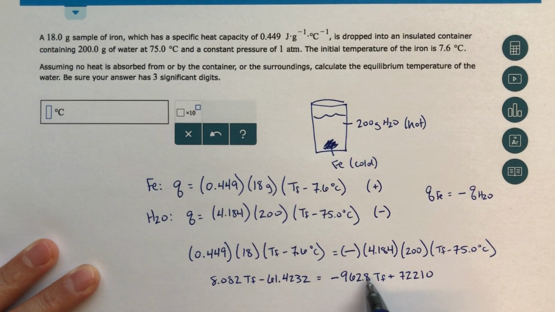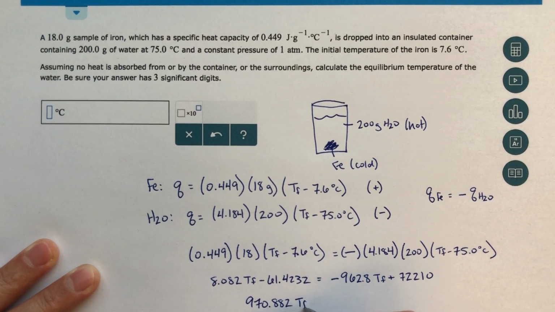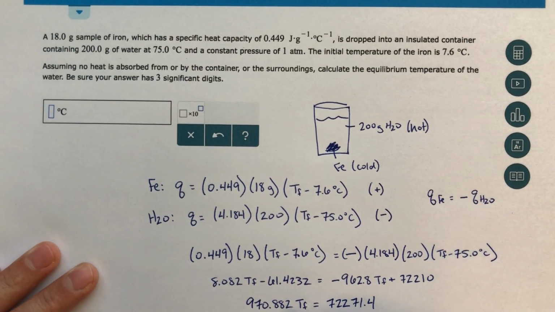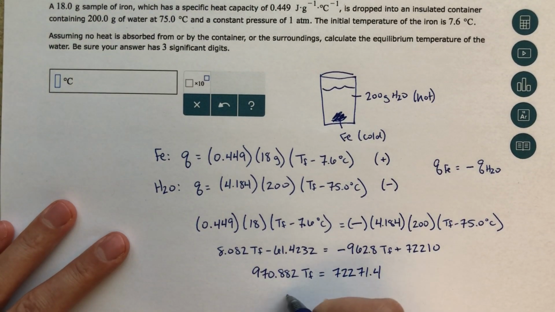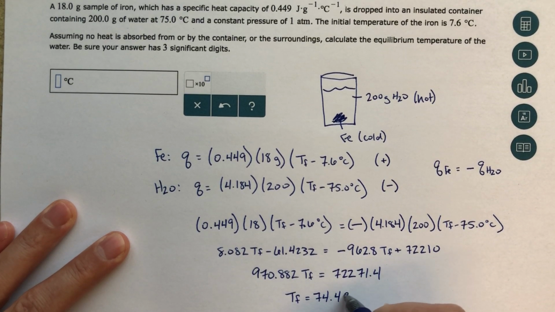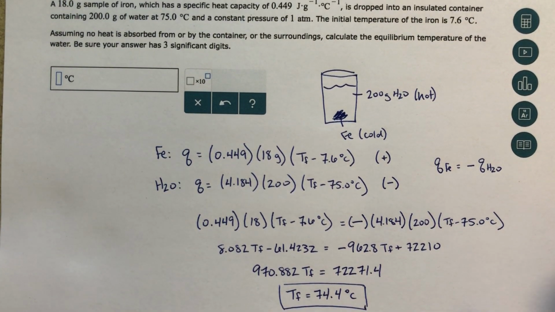So bring this minus 962.8 T final over here, bring this 61.4232 over here. So grouping terms, we should end up with 970.882 times T final equals 72271.4. And then we can just solve that for T final. So T final should equal 74.4 degrees Celsius. So that is your answer for this problem.